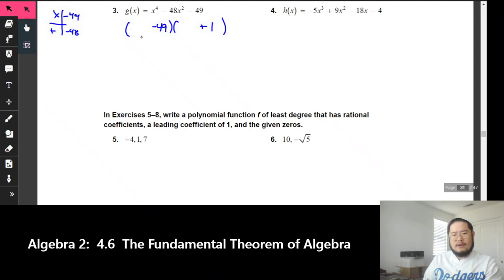So then what goes in front right here? Well, if my middle term is x squared, and my degree of the polynomial is x to the 4th, what's going to have to go in right here is going to be x squared.